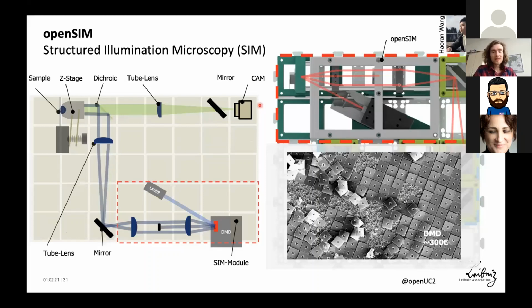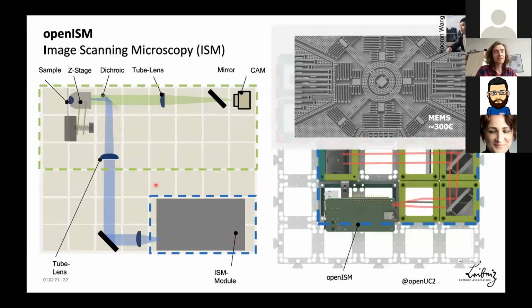I don't want to go too much into the details here right now. Just emphasize that this setup is very similar to another one, which is called image scanning microscopy. So the only difference here, as you may have seen, is that we don't use a DMD, which is a 2D display, which can display a binary grating, for example. In this case, it's a MEMS, so it's a micro electrical mirror system, I guess. Oh, I forgot.